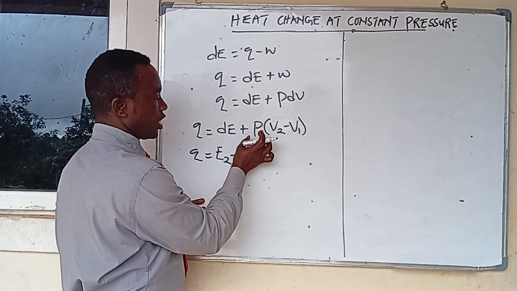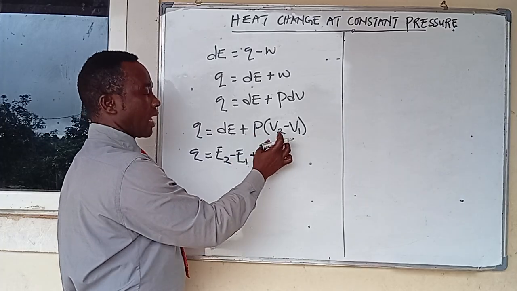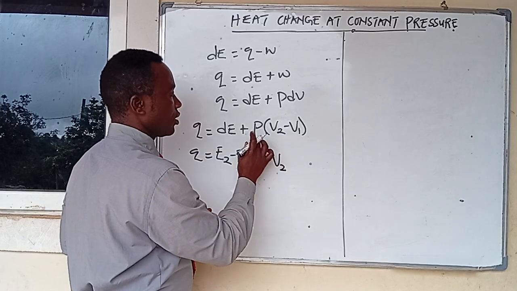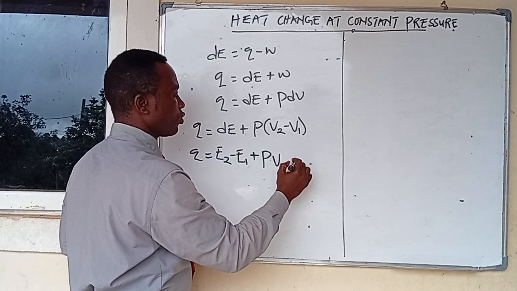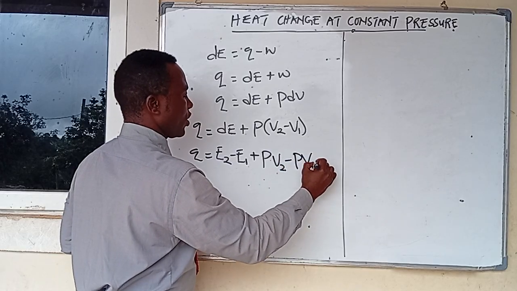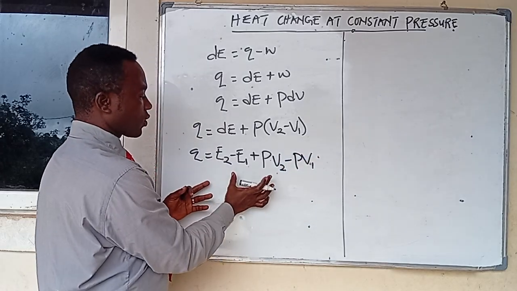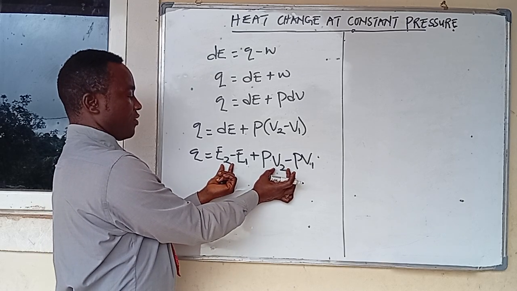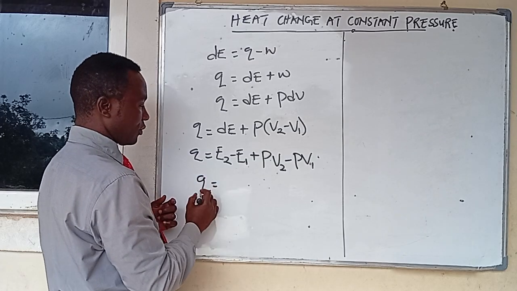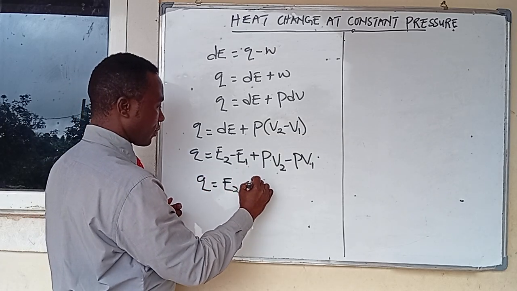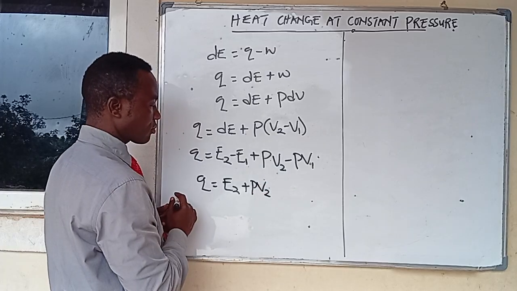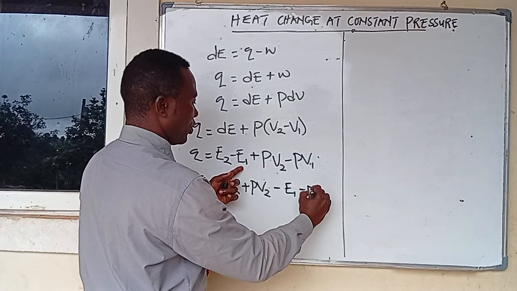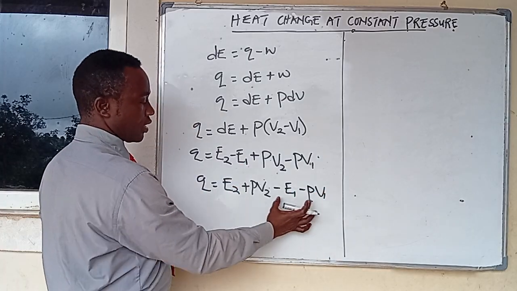Then plus, if we open the brackets, it will be P times V2, that will give us PV2. Then P times minus V1 will give us minus PV1. Now, let us collect the like terms, the second ones, that is E2 and PV2. If we collect these like terms, we will be having E2 plus PV2, then minus E1 minus PV1, 2 then 1.